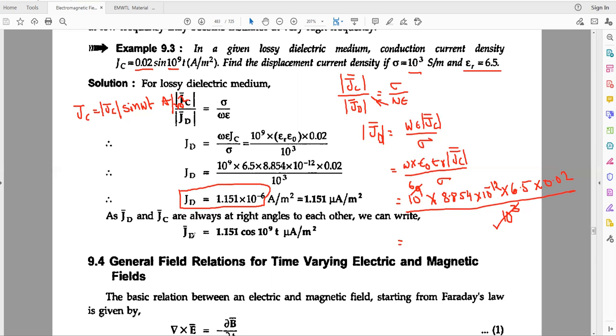We got the magnitude. Then JD bar is equal to, if it is the sine function for conduction current density, now JD, the displacement current density, is the cos function. Its magnitude is 1.15 into 10 power of minus 6. Take the magnitude 1.15 and the same you can write as JD is equal to the magnitude of JD and cos omega t ampere per meter square. Its magnitude is 1.15, cos omega is 10 power 9 into t. We got 10 power minus 6 also there. You can write that as micro ampere per meter square. Got it, Madhu?